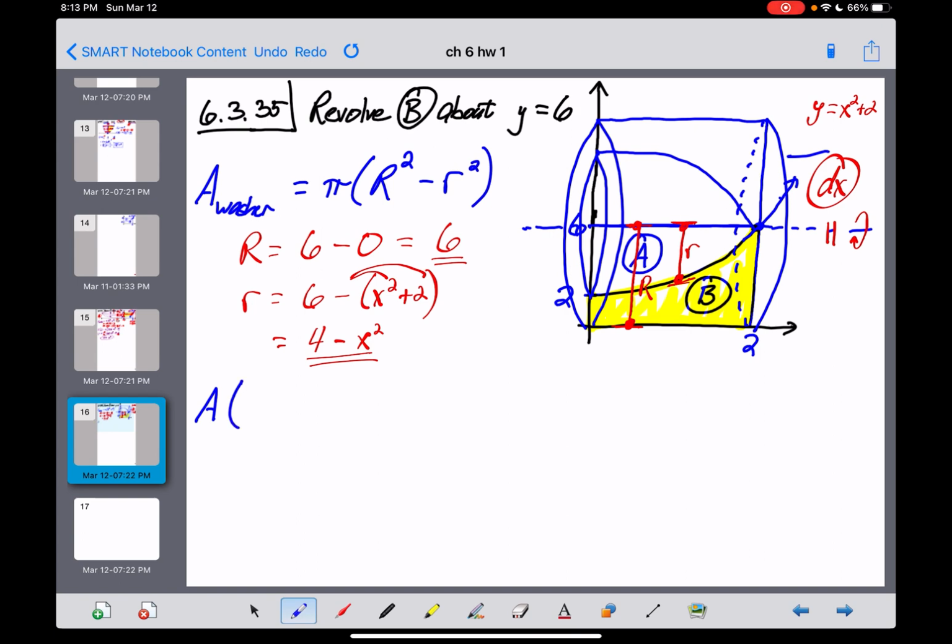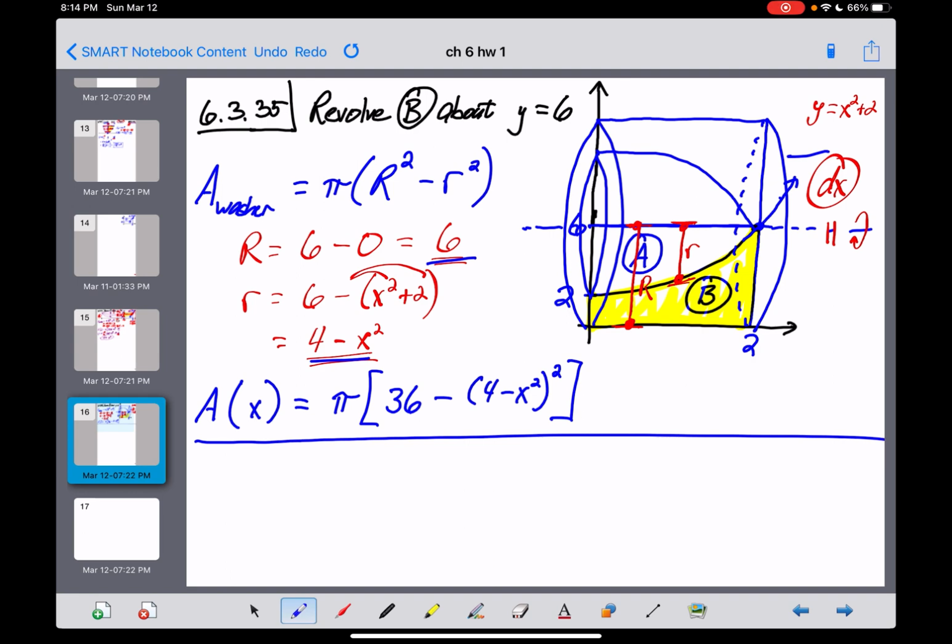So back to it now. The area of a washer expressed as a function of x is going to be pi times, in brackets, big R squared, so 6 squared is 36, minus little r, 4 minus x squared. That needs to get squared as well. So there's our expression now for A of x, pi times big R squared minus little r squared. Okay, so with that in mind, that should be the hard part now, guys. Volume will be the definite integral, we said, taken with respect to x of this integrand right here.